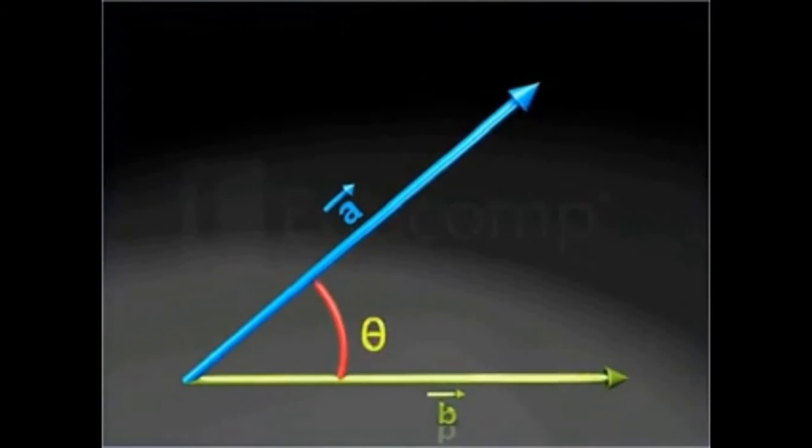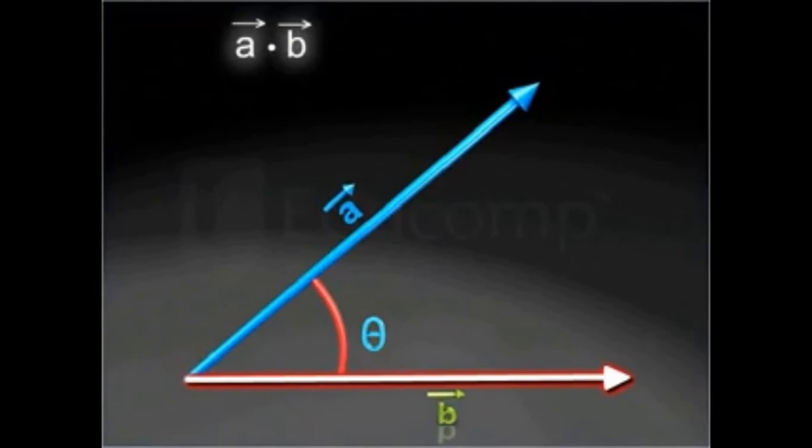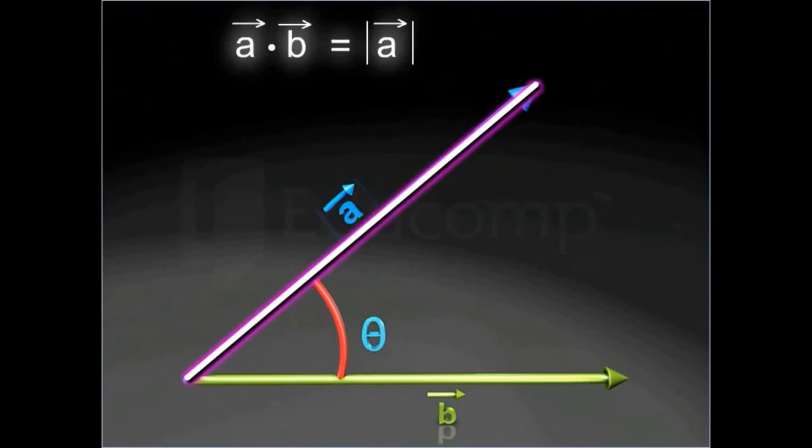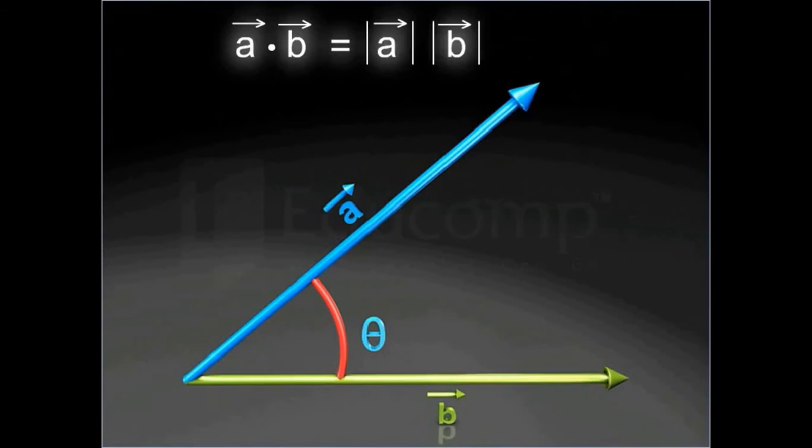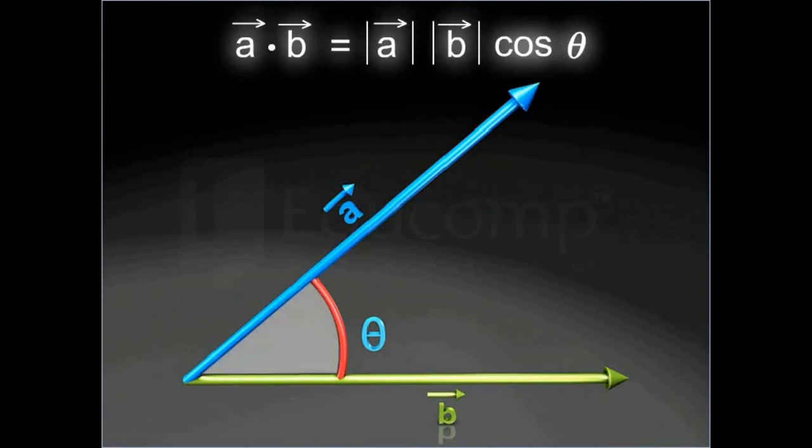The scalar product of vectors A and B is defined as the product of magnitudes of vector A, vector B, and cosine of the angle between them. Dot is the operation symbol for the scalar product.